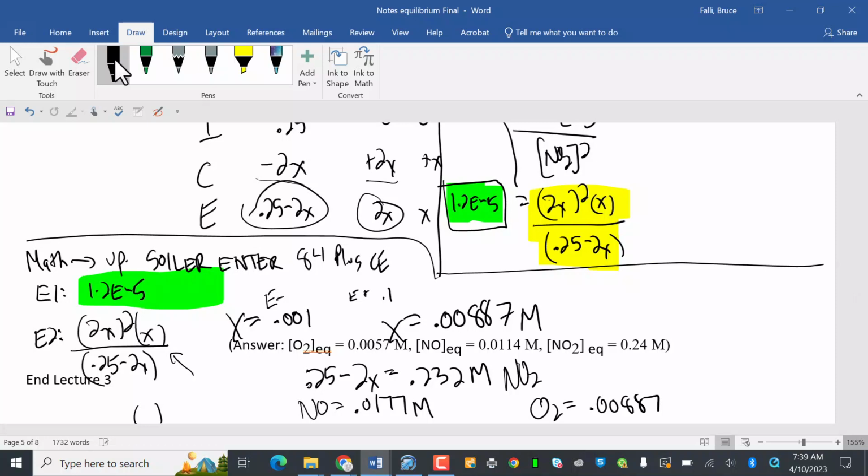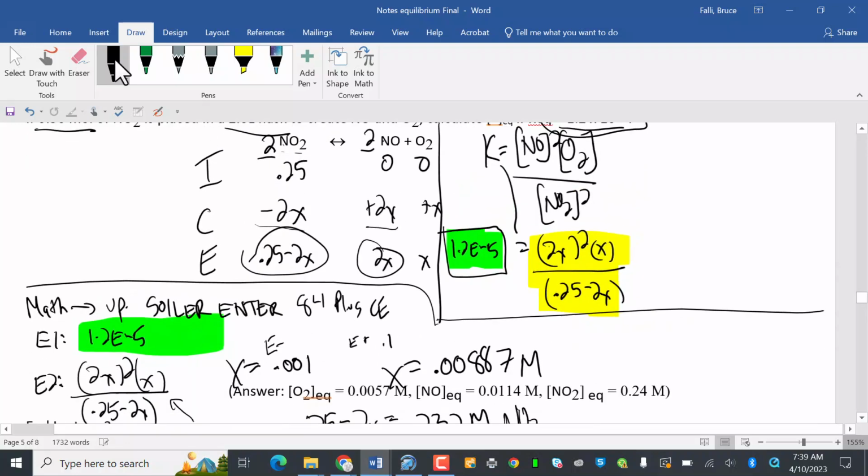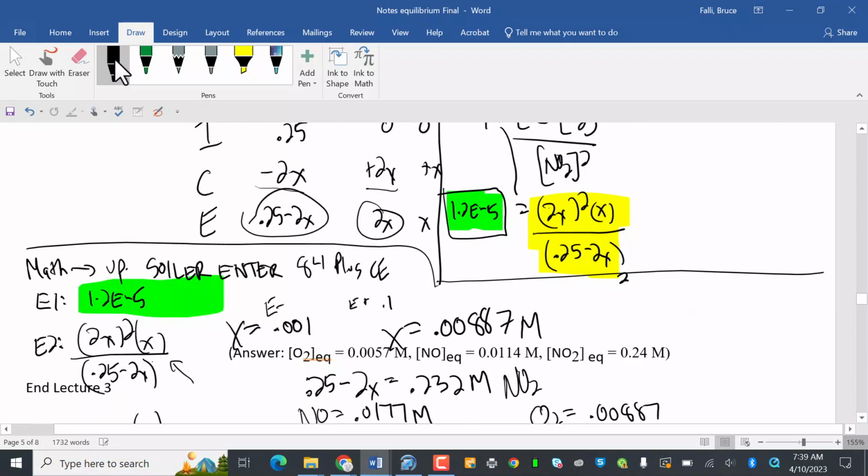Now, just because I had an answer key that has the wrong thing on it, I'm going to look and see if I copied my equation down wrong. 1.2 e negative 5, 2x squared times x over 0.25 minus 2x. I know what I did. I forgot to square this. Shootsy tootsie. So I'm going to fix that in my equation.